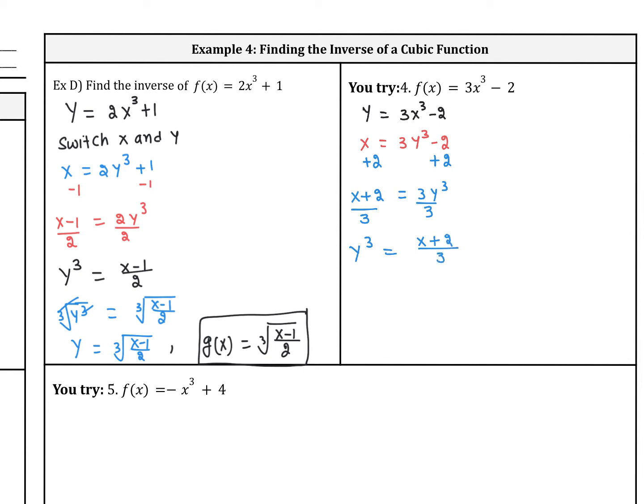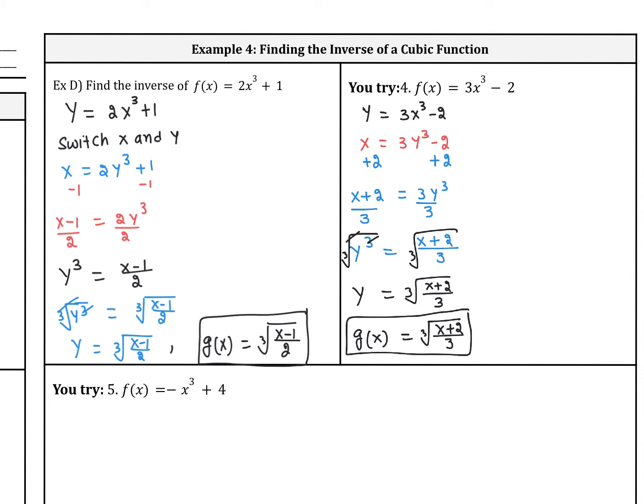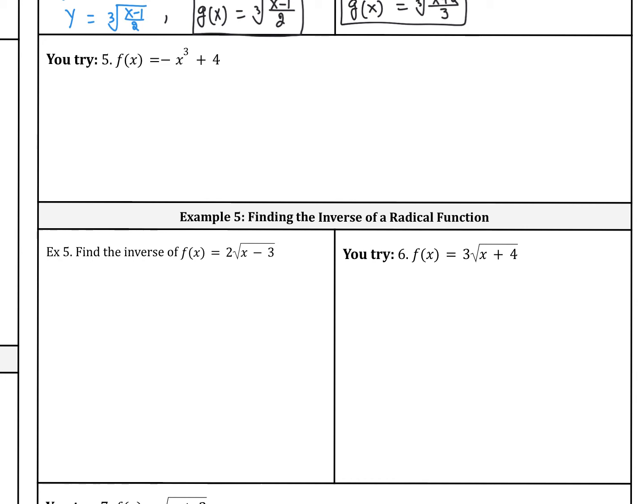Now you're going to take a cube root on both sides, and this cube root and cube cancel. You got y equals cube root of (x plus 2) over 3, and you can write this as g(x) equals cube root of (x plus 2) divided by 3, and then g(x) is considered the inverse of the original function f(x). Next is a you try problem. f(x) equals negative x cubed plus 4, and you're going to set f(x) equals y.